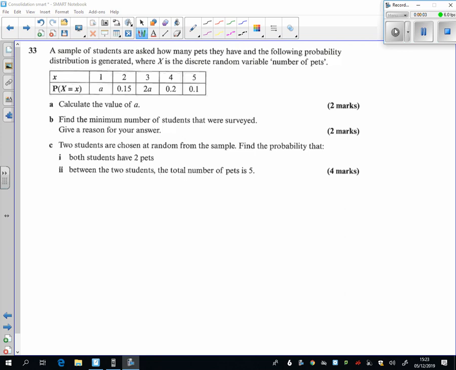Question 33, nice little probability question. I have got a little argument with the answers here for part C, so we'll get to that in a second. But first of all, find out the value of A. Well, you know that all the probabilities add up to 1. So we're just going to add up all of these things here and make it equal to 1.